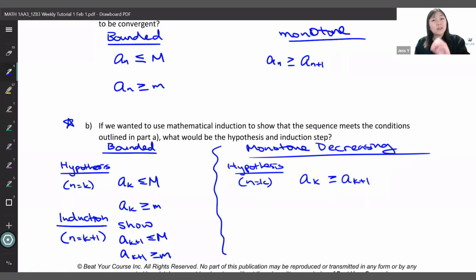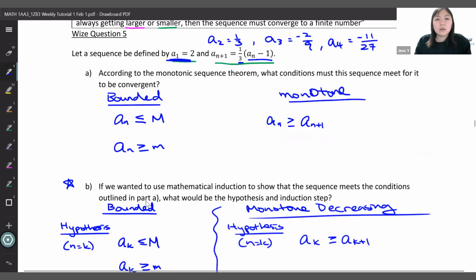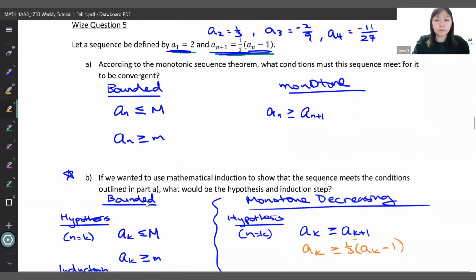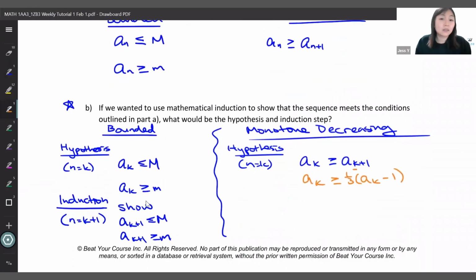But we can actually rewrite what this is, because if you look at the question itself, let me just scroll back up, they told us what the a_{n+1} term is. That is 1/3 of a_{n-1}, right? So that means that this a_{k+1} term, I can rewrite this. This is a_k is greater or equal to 1/3 of a_{k-1}, because a_{k+1} is the same thing as 1/3 a_{k-1}, right? So that's our hypothesis that we'll be using if we actually had to carry out the induction step.